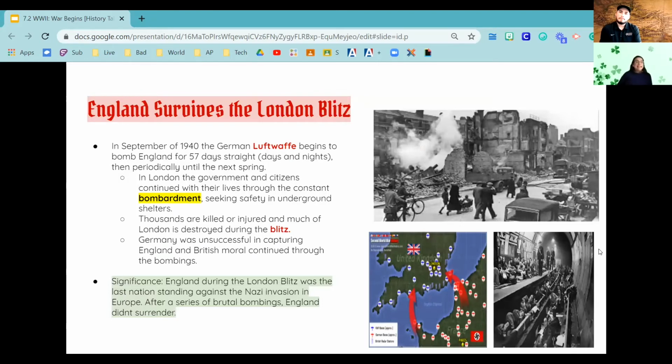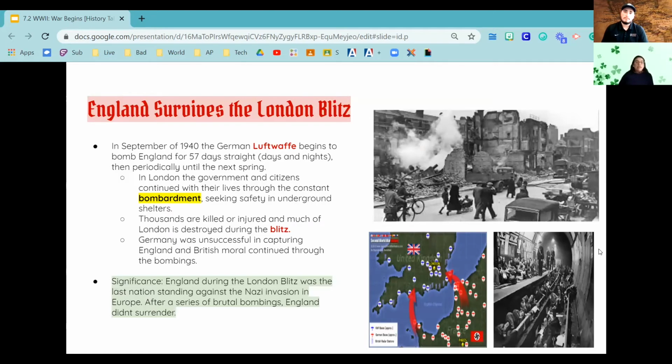So the next advancement is England survives the London Blitz. So now we know that Germany has invaded their neighbors to the north, in the Netherlands and Belgium. We also know that they have invaded Poland to the east, and they have invaded France to the west. What lays before them is England.